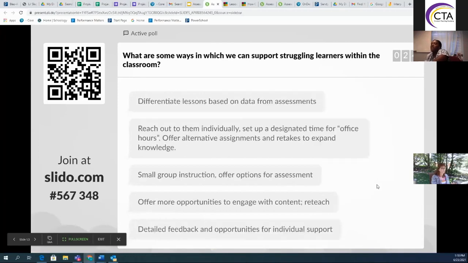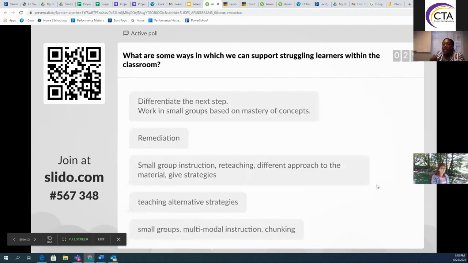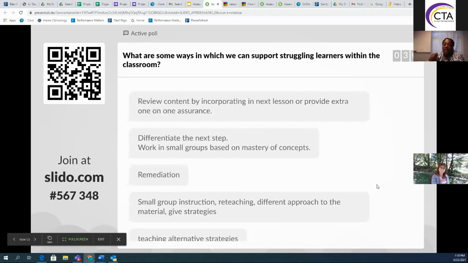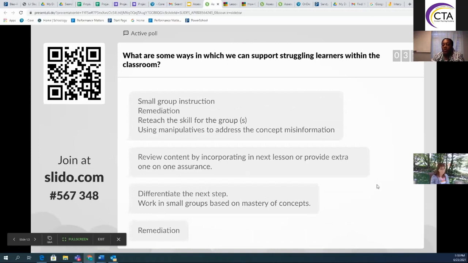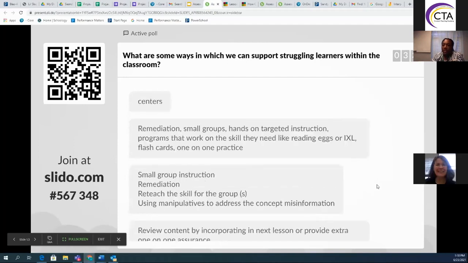All right, so a lot of people have been put in small groups and differentiated instruction, which is great. To add to this, I'm going to give you another question that's not up here. How do you do a small group if you're the only teacher in the classroom? What are some ways that you can do that? If you're the only adult instructor in the classroom, how do you do small groups? What do you do with your students who don't necessarily need this? Centers, that's a good one.